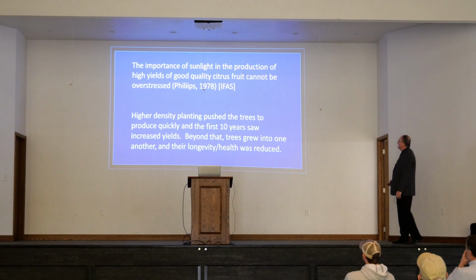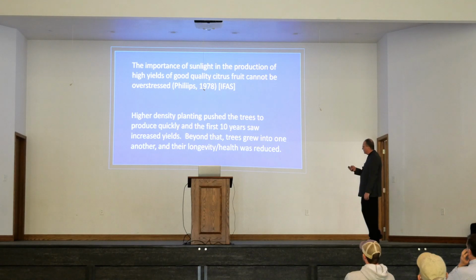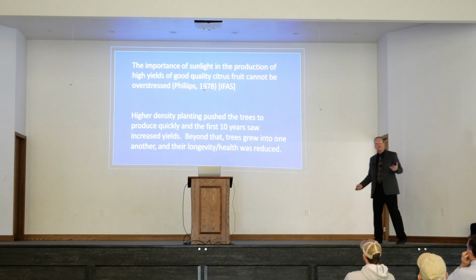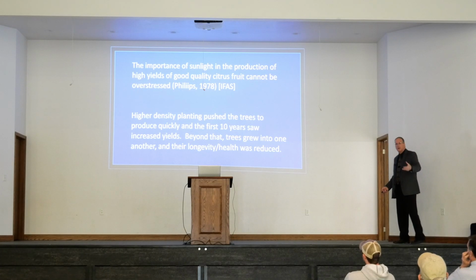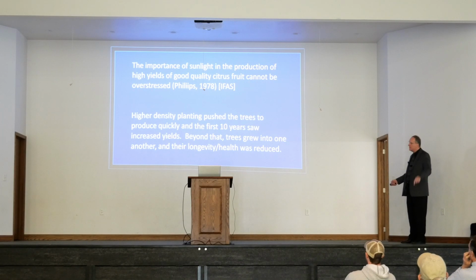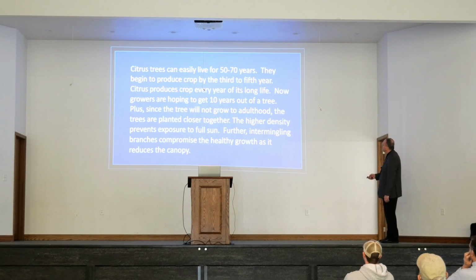The importance of sunlight and the production of high yields of good quality citrus fruit cannot be overstressed. Hello, that was 1978. Why have we ignored that exactly? What was the reason for ignoring the fact that sunlight is important for citrus? Higher density planting pushed the trees to produce quickly, and for the first 10 years we saw some increased yields, like in the 90s. Beyond that, trees grew into one another, and their longevity health was reduced.